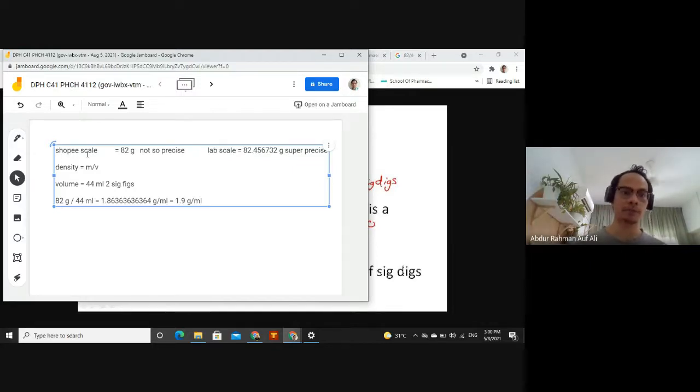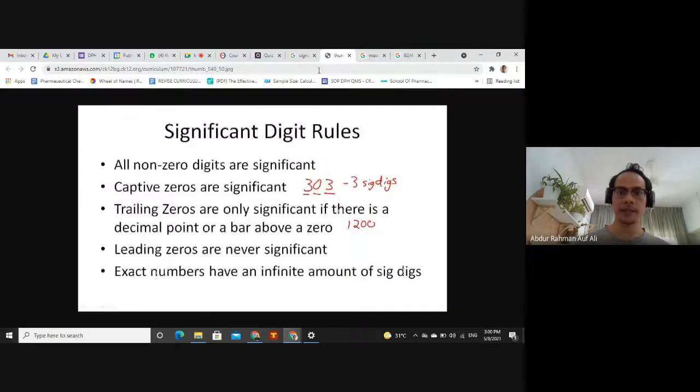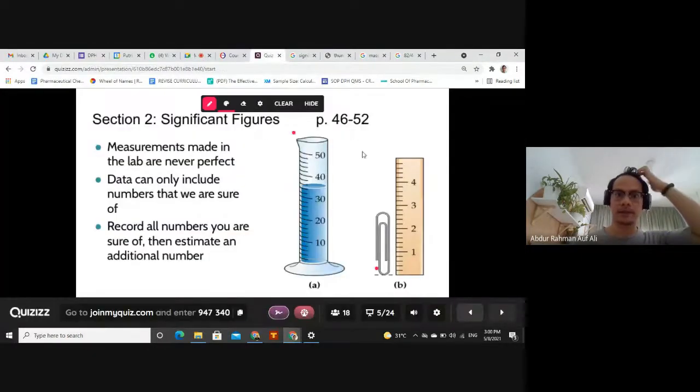Tapi kalau kita guna Shopee scale ni, tak ada titik perpuluhan, these 2 digits saja. So our final report, final number should be dalam 2 nombor bererti juga, 2 significant figures only. Okay, so that is why dia kata kat sini, data can only include numbers that we are sure of only, that we can measure with the tools that we have.